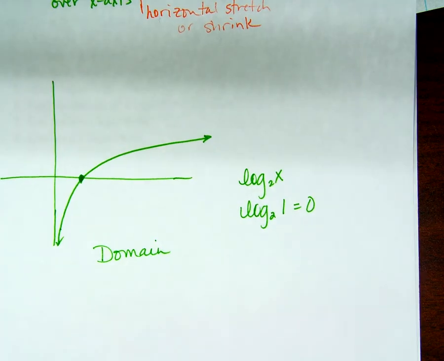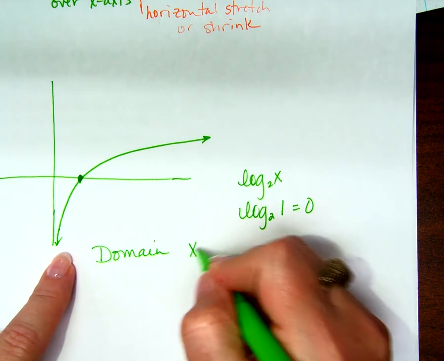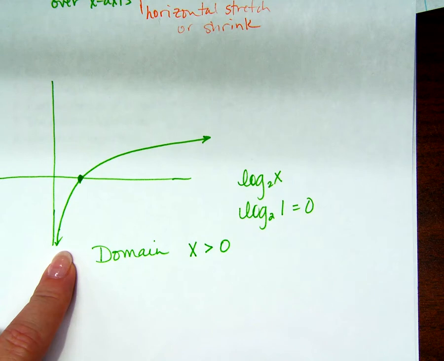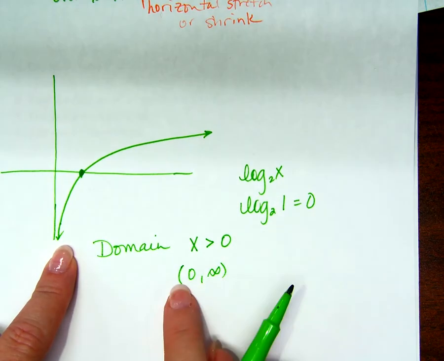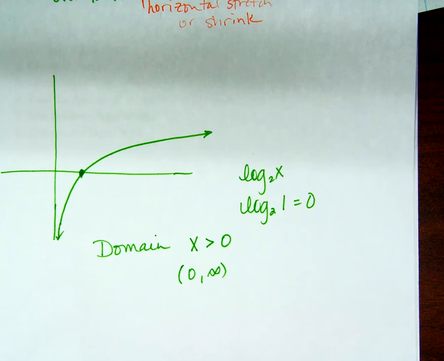How far to the left does it go? So from 0 on, but it doesn't get to 0, right? So I could say x is greater than 0, or I could say from 0 to infinity with a parenthesis and not a bracket. Does that make sense? Now, the rest of it is just figuring out where you shifted it around, right?